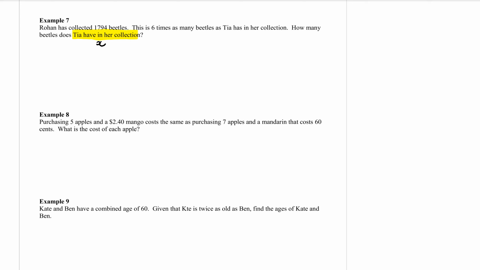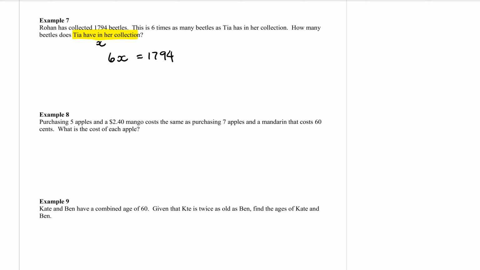Now, if Tia has x, it says that Rowan has 1,794 beetles, but that is 6 times as many as Tia has. So 6 times whatever Tia has, so 6 times x, is equal to the number of beetles that Rowan has, which is 1,794. Okay, there's the equation.